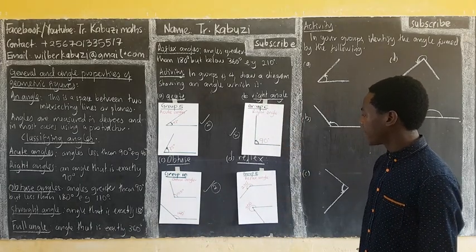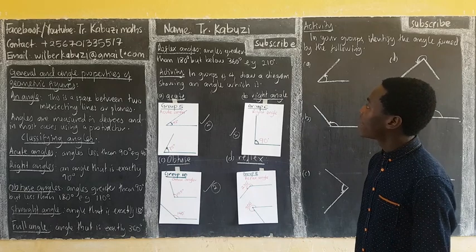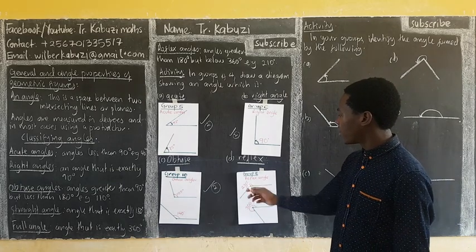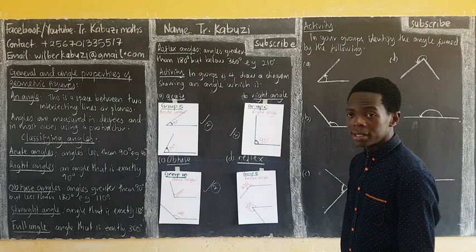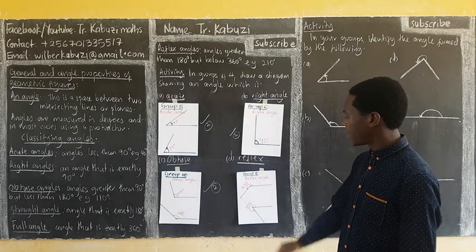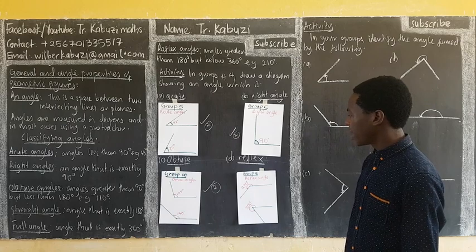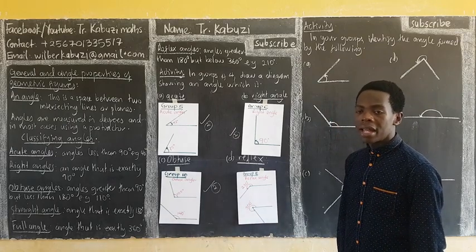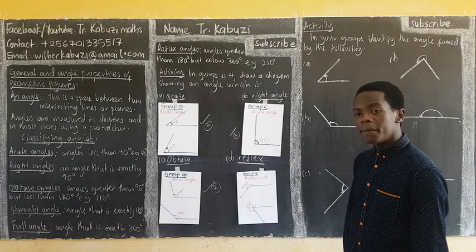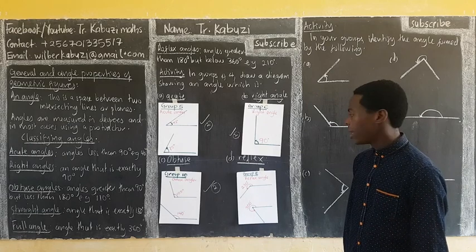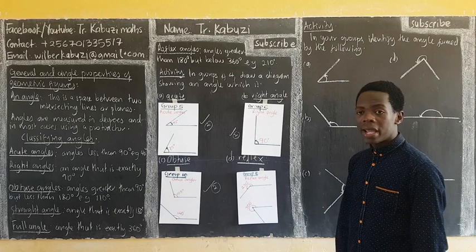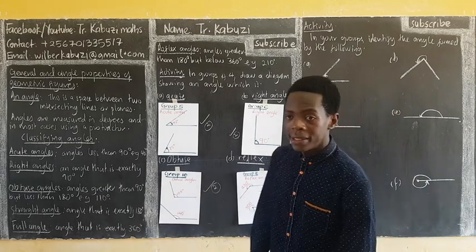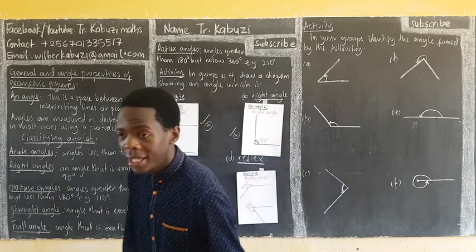Then when we come to reflex angles, we say the angle is greater than 180, but below 360. You see this one is greater than 180. Right? But less than 360, which is very okay. Then also this one, they are having 300. Is 300 greater than 180? Is it below 360? Okay. What about 220? 230? Is it above 180? Is it below 180?